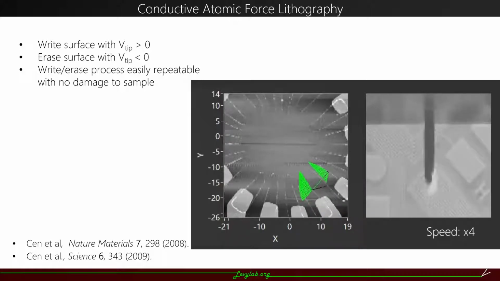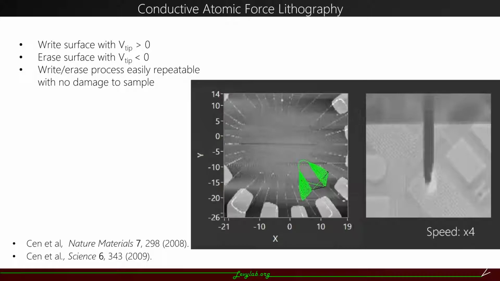This erasure process is integral to the writing procedure in creating a device, as it allows us to selectively erase areas that we've written and create barriers in the devices to allow for things such as the single electron transistor. It is also worth noting that this writing and erasure process is repeatable and does not damage the sample.